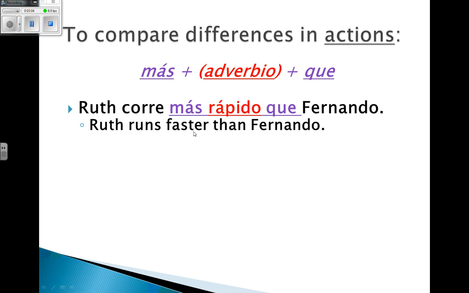She runs faster. Here we're just describing the action, or comparing the action, excuse me.